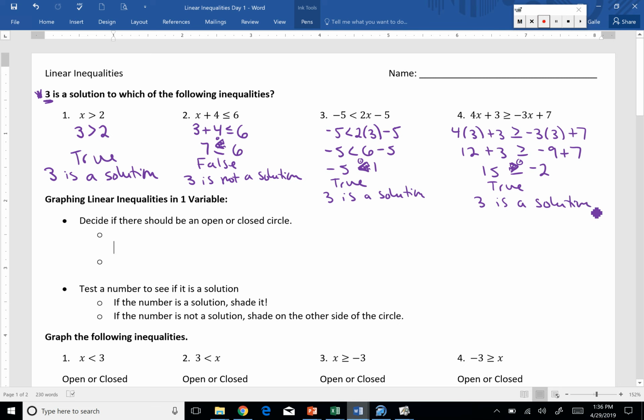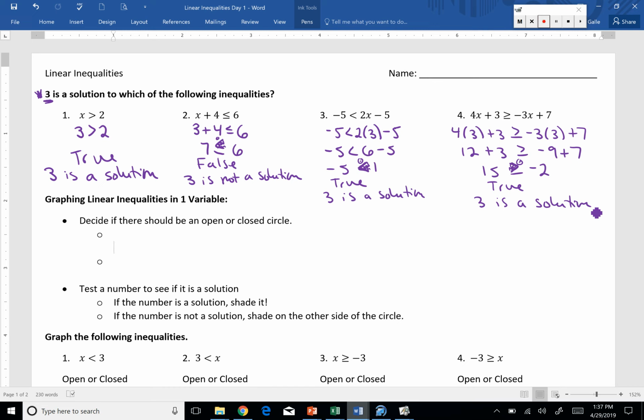So now notice, I didn't ask you to solve these. I didn't want you to try to get x by itself. I chose the number 3. Like I said before a couple times, it's totally random. I chose 3 to see if it made my inequalities true. Okay, so that's kind of the checking piece. That's going to be a big piece for us and where we're going next with this unit.